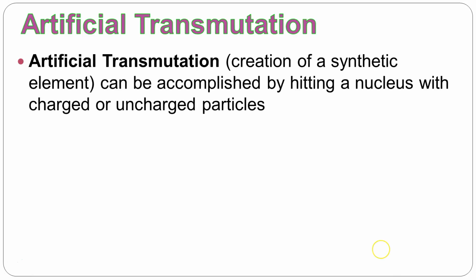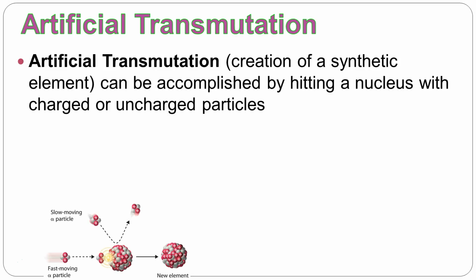Of course, we can also do artificial transmutation. So that's the creation of a synthetic element. That can be accomplished by hitting the nucleus of an atom with either charged or uncharged particles. Here I have a very heavy element right here being hit with an alpha particle, 2 protons, 2 neutrons. If it's fast moving enough, I'm going to end up with a new element. This is sort of smashed together and it's added some. If you don't hit it with a fast enough alpha particle or something else like that, it's just going to bounce right off. But if you get it fast enough where it smashes in and it can stick there, we have a new element.